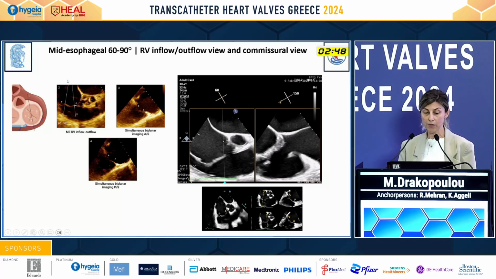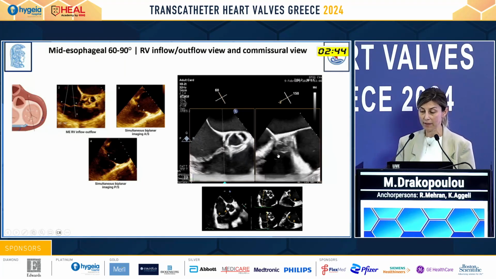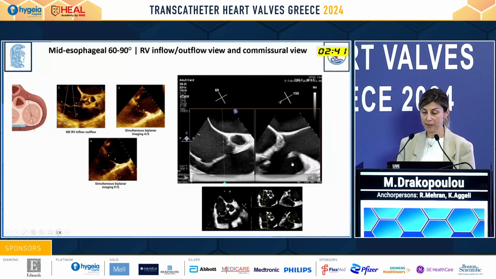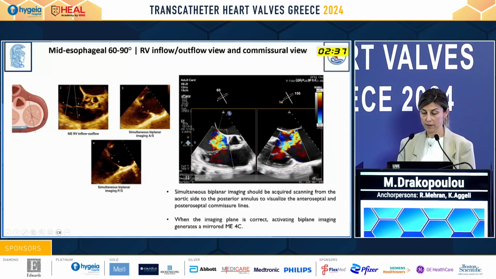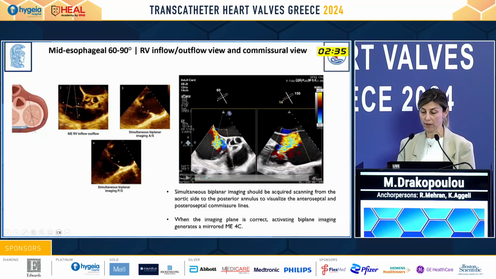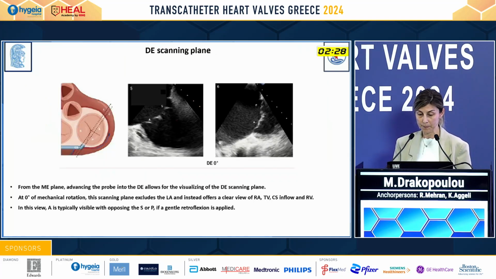As we can see, if we place our X-plane towards the aorta, we can see the anterior and septal leaflets. However, if we place the X-plane towards the posterior wall, here we will see the posterior and the septal leaflet. So we can assess all three leaflets. If we go a little bit deeper, we can see, like a two-chamber view, the RA and the RV, and assess both septal and posterior leaflets if we go further down.